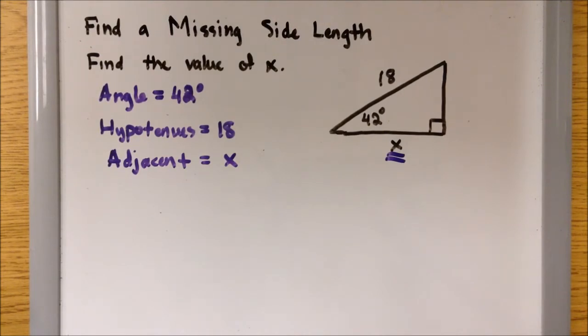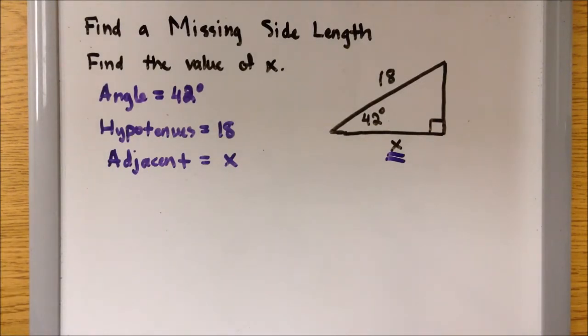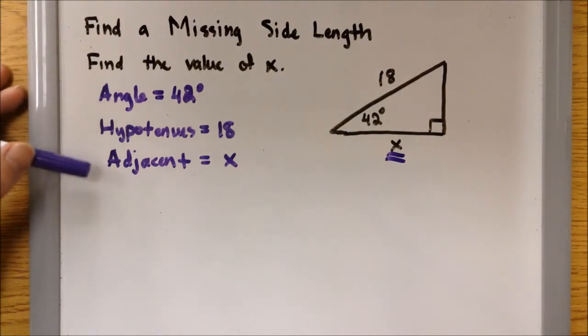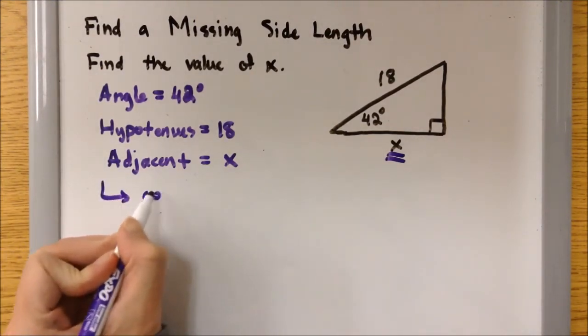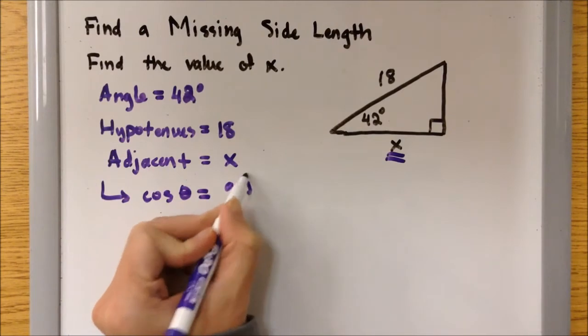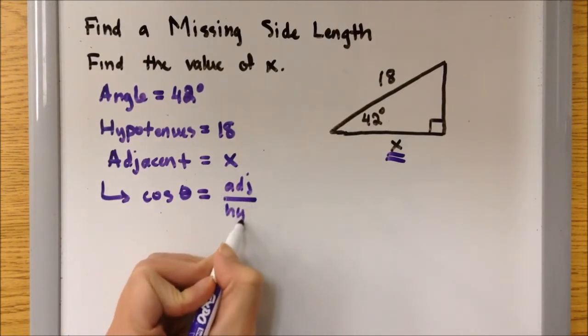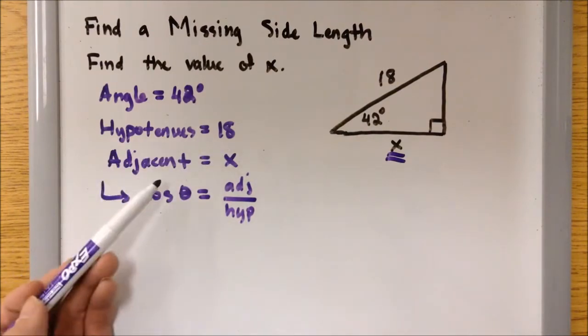Now this is where trig functions come in. We have to use one of the 6 trig functions in order to find the value of x. But most importantly, just look at the 3 basic ones: sine, cosine, and tangent. The only one of the 3 basic trig functions that has hypotenuse and adjacent is cosine. So, if we review, cosine theta is equal to adjacent over hypotenuse. We have our angle, which is 42 degrees, our hypotenuse, which is 18, and our adjacent is x.